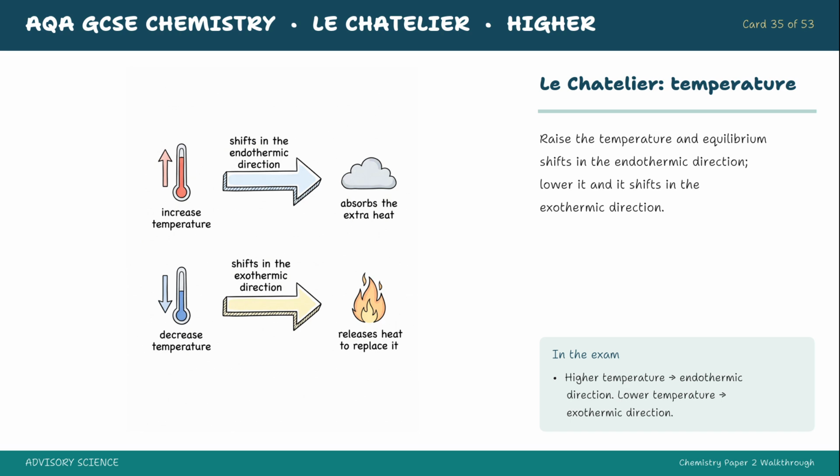In the exam, first identify which direction is exothermic and which is endothermic. The question will tell you. Then apply the rule. Heat up favours endothermic, cool down favours exothermic. Always link the shift back to the yield of product.